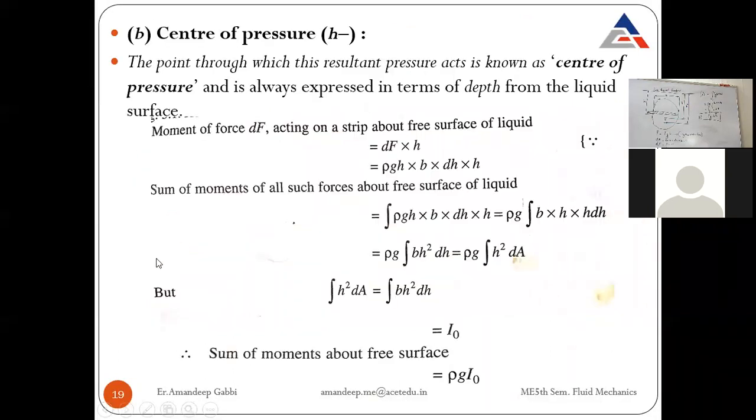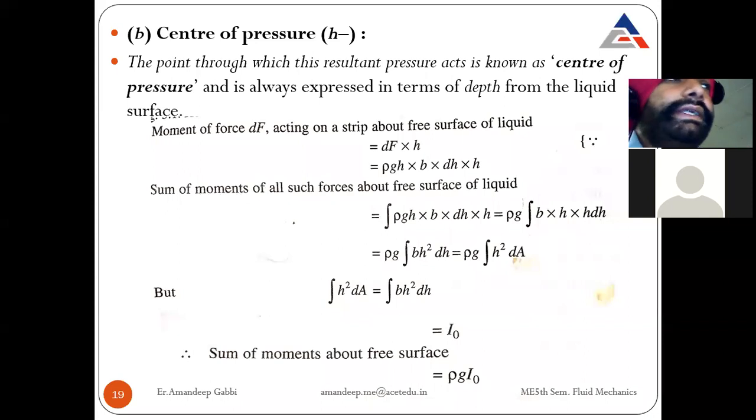Okay, let's move to the next slide, the center of pressure. Before moving to center of pressure, let us take first pole. Let us resume with the center of pressure.